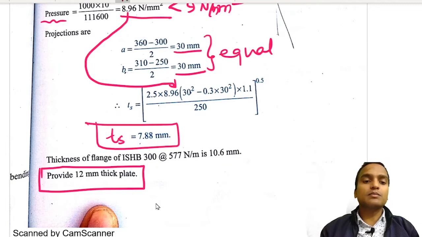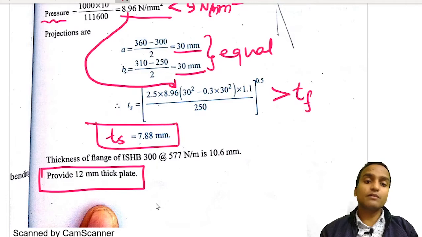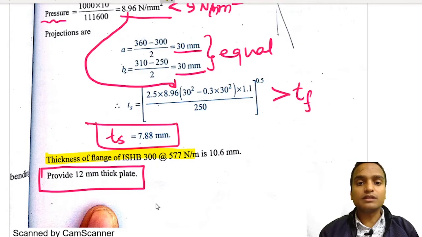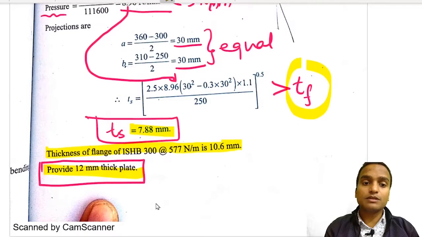Why we have taken this much thick plate? Because the thickness of base plate should be greater than thickness of flange. It is also given in the formula. And thickness of flange for ISHB 300 is 10.6 mm. Now we have to take the thickness of base plate greater than this value, TF, although TS comes out to be 7.88 mm. So that's why we have taken 12 mm thick plate, which is having the thickness greater than the thickness of flange for the compression member here.